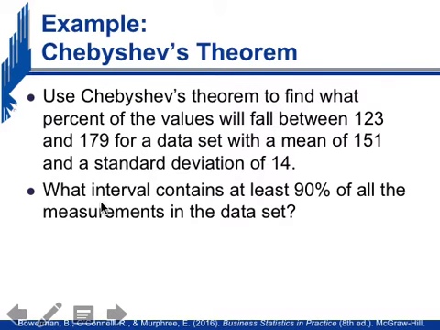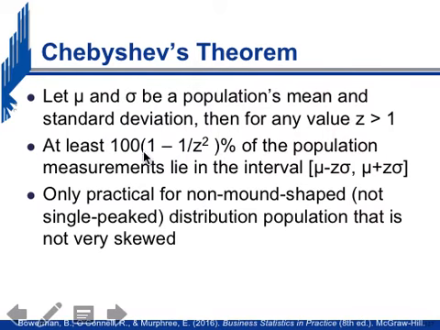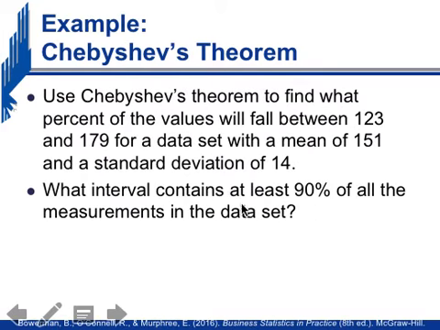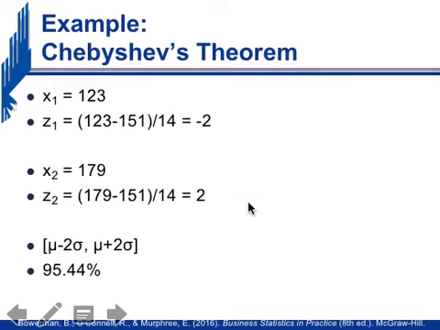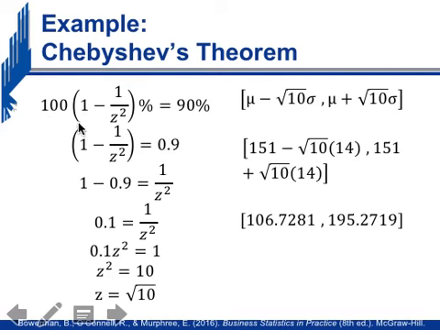Now, the next question is slightly different. Here we are asked to find the interval that contains at least 90% of all the measurements in the same dataset. So now we are not given an interval. We have to look for that interval that contains at least 90%. So the formula 100 times 1 minus 1 over z squared percent gives us 90% according to this problem. So we will equate the two in order to answer the problem. So if you equate the two, that's equal to 90%.